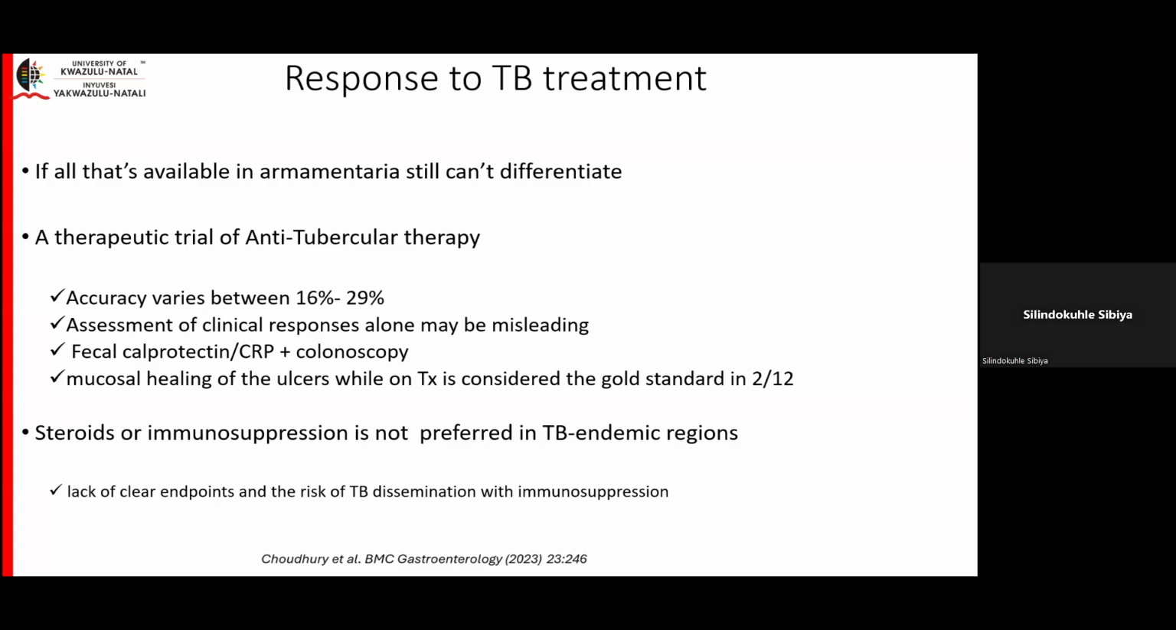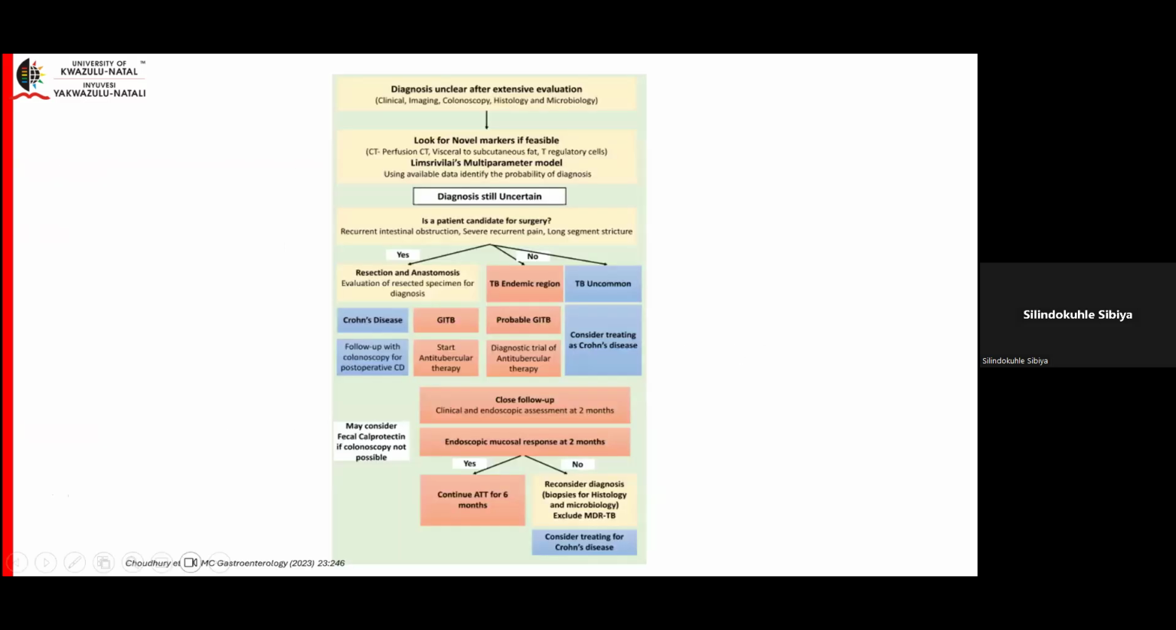Steroid or immunosuppression is not preferred in TB endemic areas because of a lack of clear endpoints and the risk of TB dissemination. So if the diagnosis is unclear after extensive evaluation, this is with clinical, imaging, colonoscopy, histology, and microbiology, one can look for novel markers if feasible. This would be like CT perfusion, visceral to subcutaneous fat ratio, or multi-parameter models.